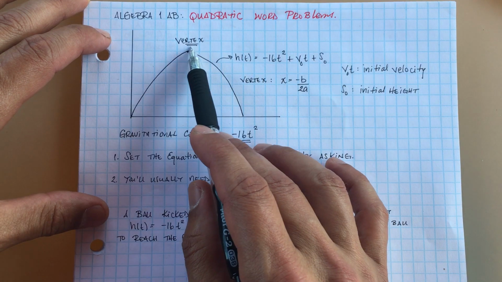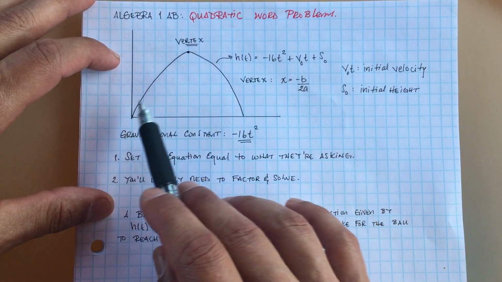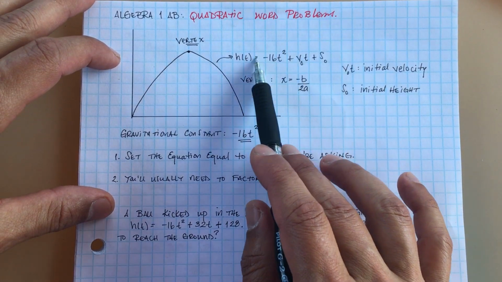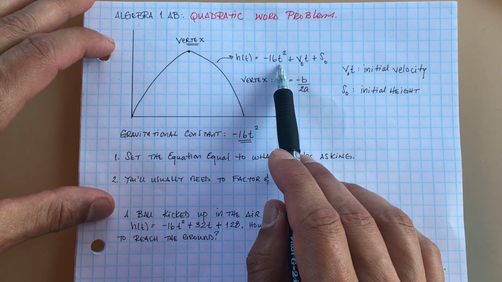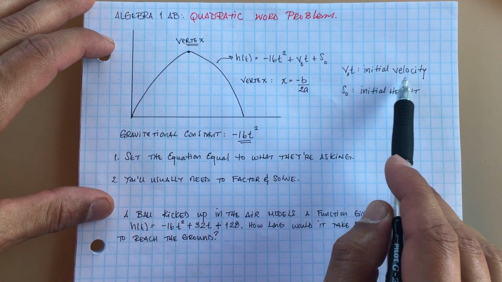So what you notice is the top part is called the vertex. It's just the highest peak. And it's modeled by this function, okay? Now, T stands for time. V sub 0 is called your initial velocity.